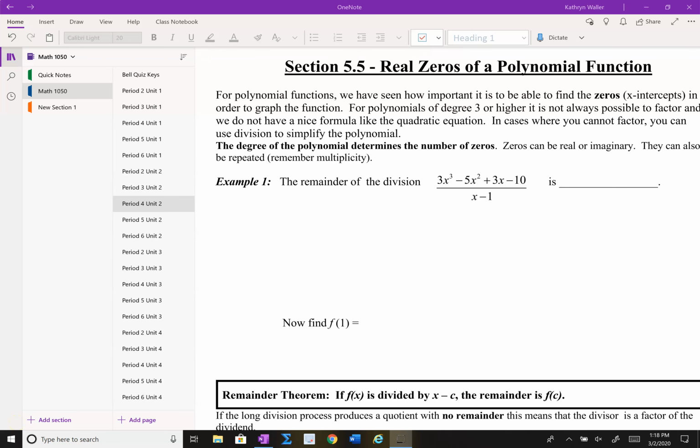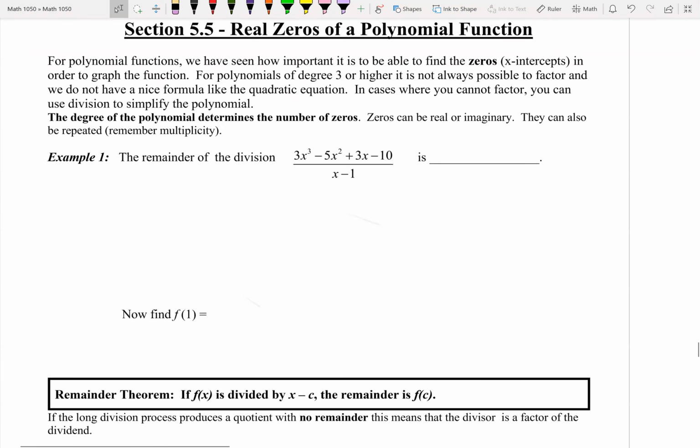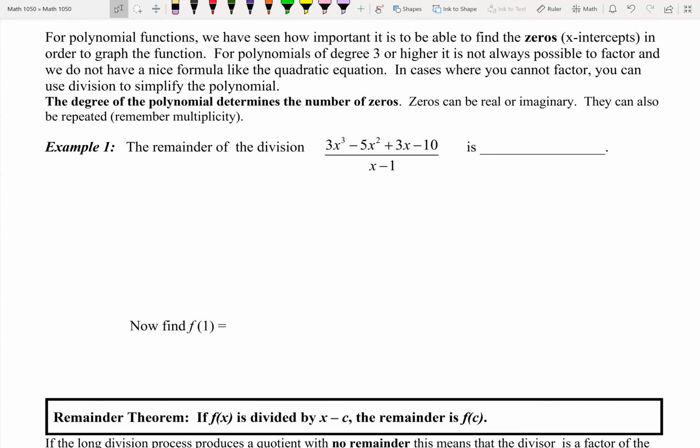Okay, so this is lesson 5.5. It's a little complicated, so just pay good attention, okay? The remainder of division. When you read that, or if you read the word quotient, it means long division. Okay, so let's do long division.